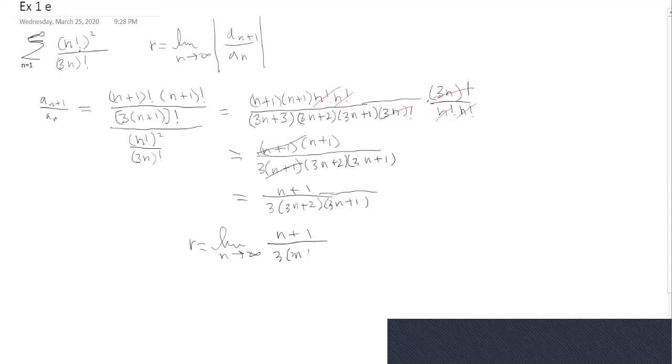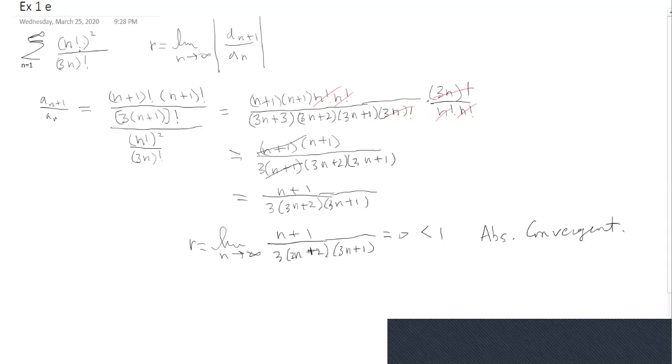And I think, again, it's pretty clear that that's going to head to 0. So it's less than 1. We have absolute convergence. And that's a little surprising. I mean, it's that 3 in there must have made all the difference.